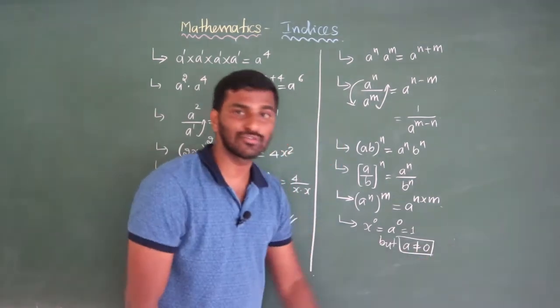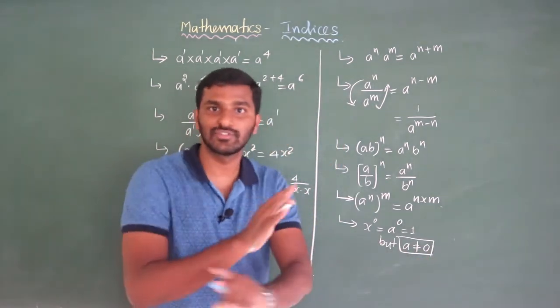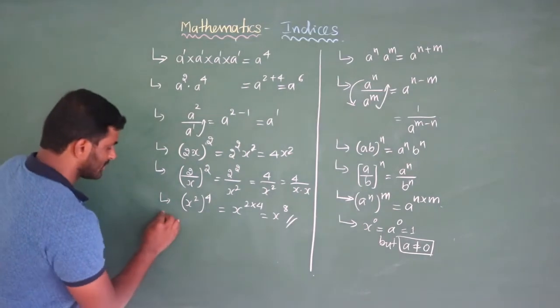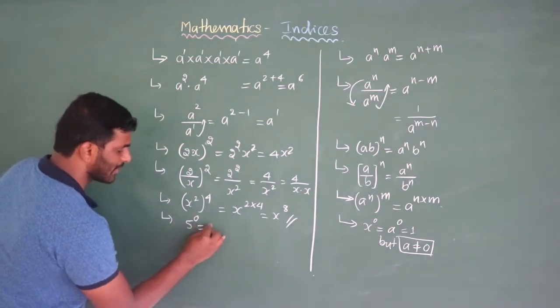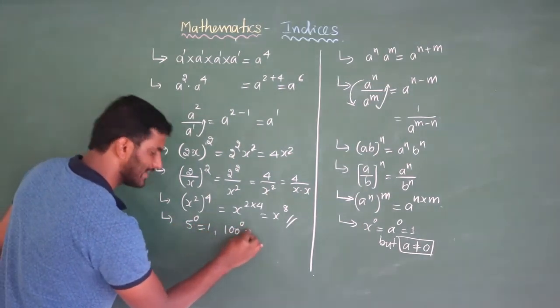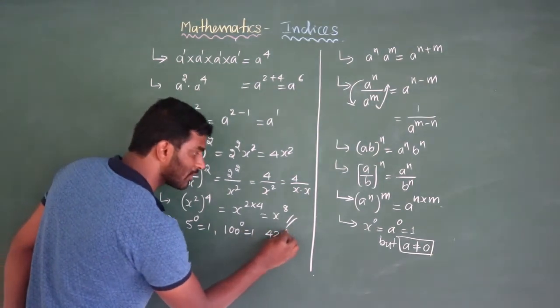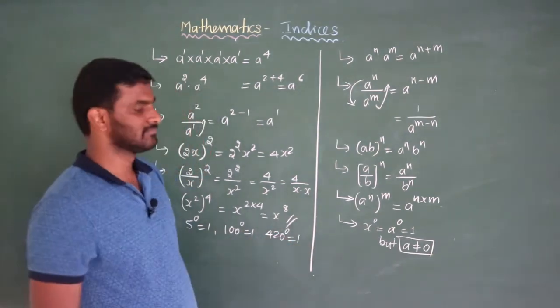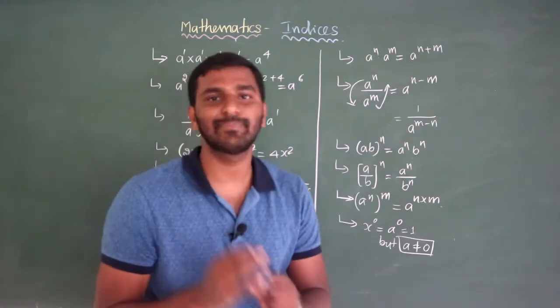Otherwise, x is not equal to 0. 0 to the power of 0 is not 1. So, for example, 5 to the power of 0 is 1. 100 to the power of 0 is 1. 420 to the power of 0 is also 1. So, anything to the power of 0 is 1, except 0 to the power of 0.